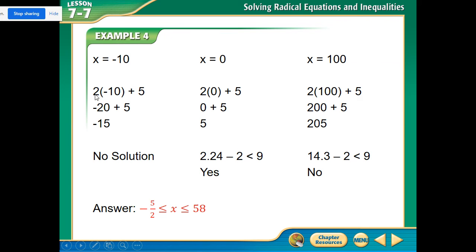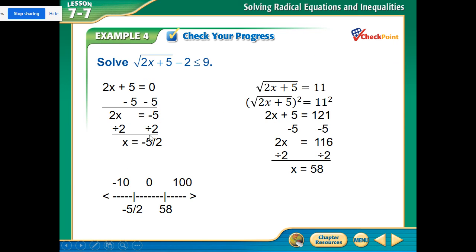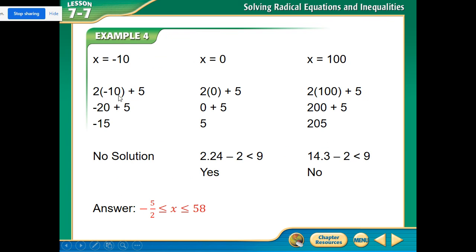So starting with the negative 10, 2 times negative 10 plus 5 gives me negative 15. And when I go to take the square root of that, that's going to be no solution. See, that's the part right here, the 2x plus 5. I started with that right away. So this top section here is just the square root's part. So negative 15, I can't get a square root of a negative 15, so it's no solution. So this area is not good.